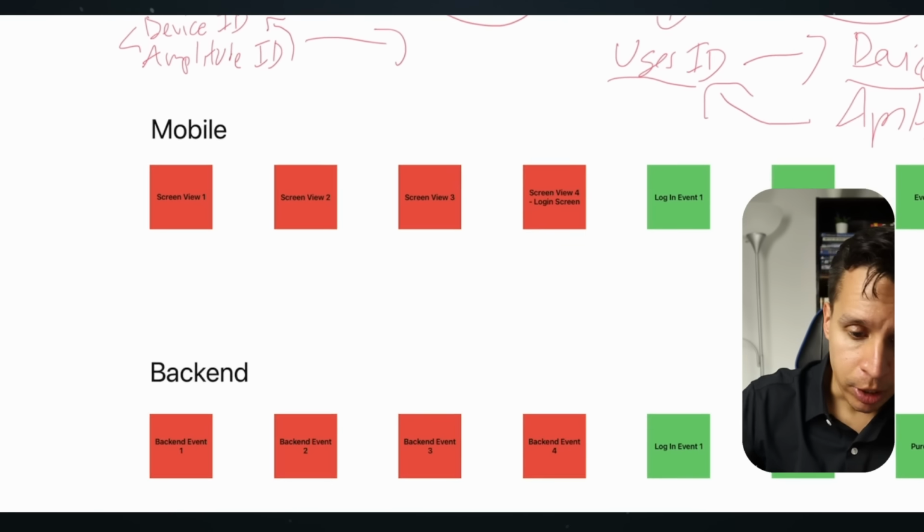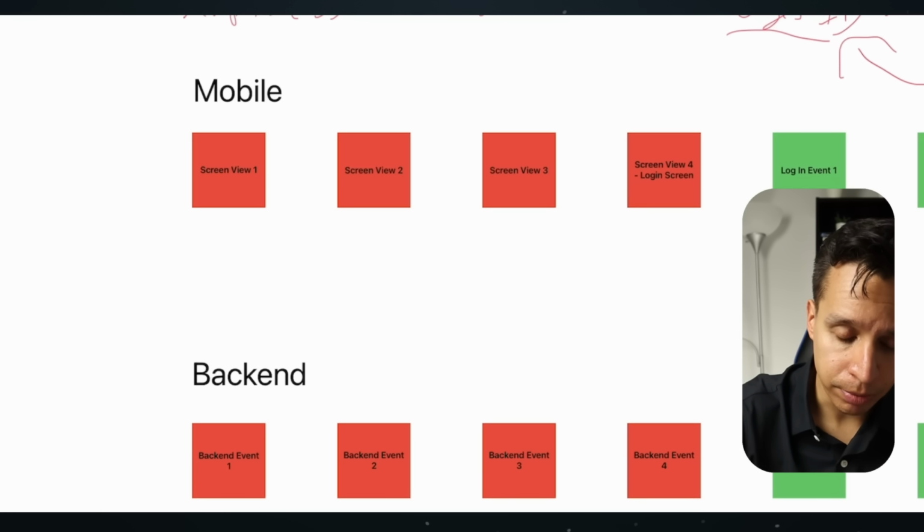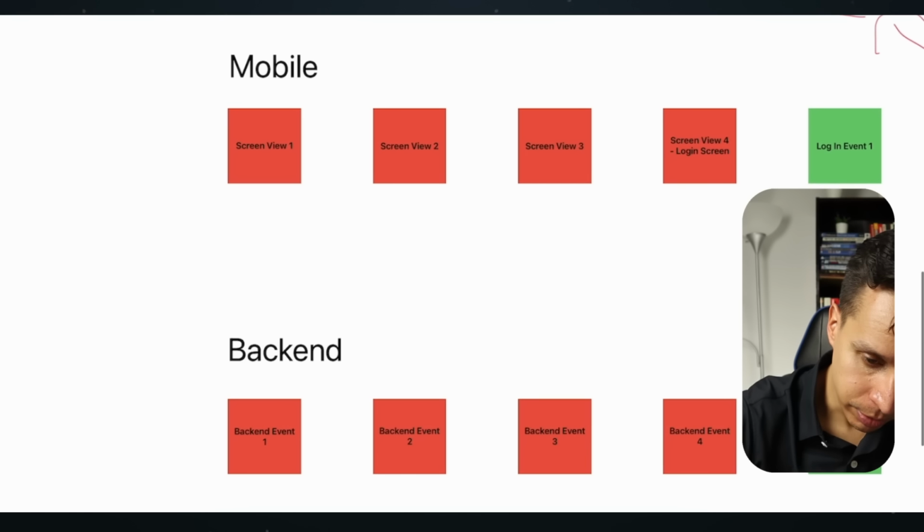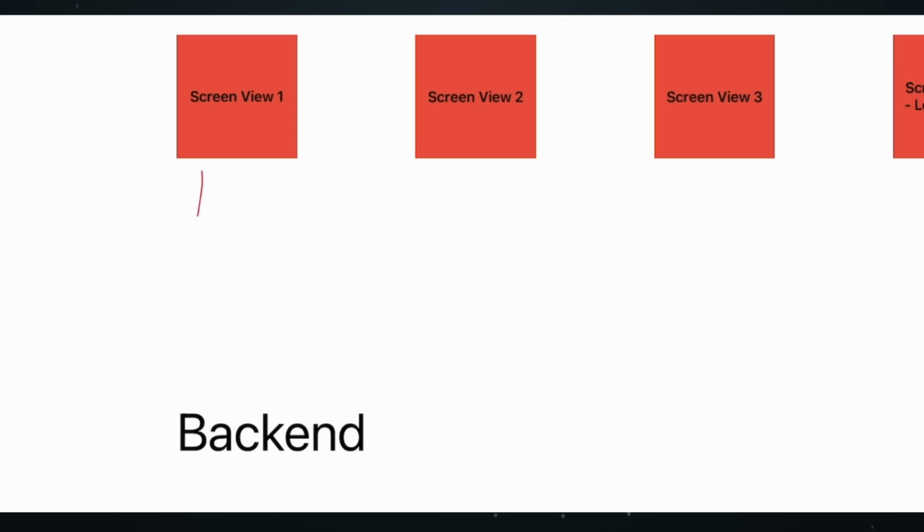Let's imagine now that the user goes into a mobile app. They go and download the mobile app from the App Store or the Android Play Store. Once again, let me zoom in here. At this point in time, when they first open the app, Amplitude will generate a brand new device ID and, of course, a brand new Amplitude ID.